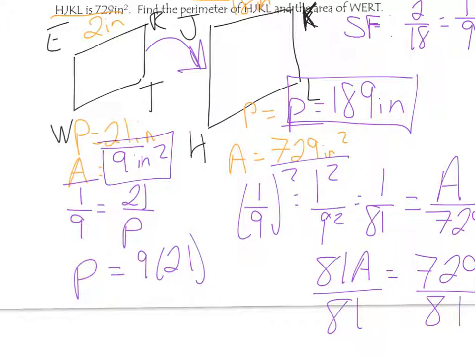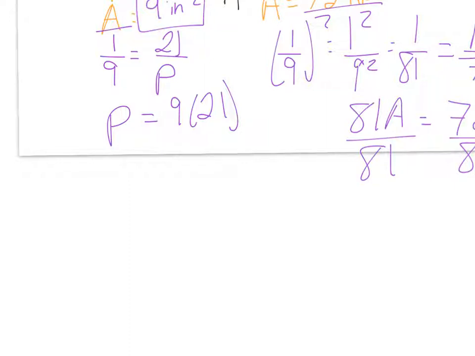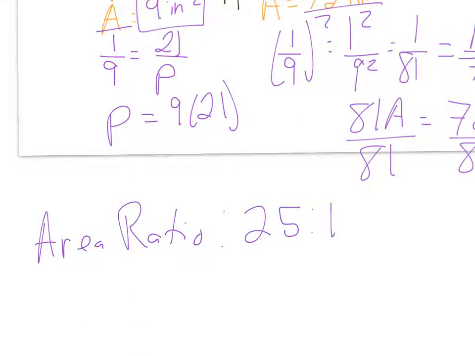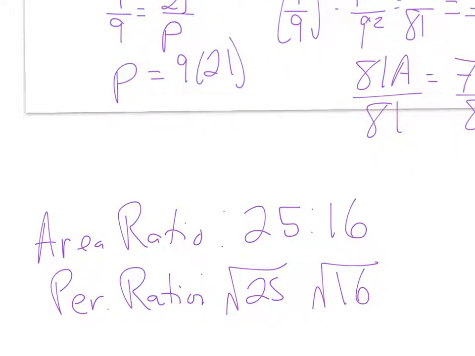squared of that. So the one thing I want to point out to you is if they give you the area ratio, so if I tell you that the area ratio is 25 to 16, and I want to know what the perimeter ratio is, you're going to have to undo the square. So just keep in mind that's the square root of 25 and the square root of 16. So my actual ratio here would just be 5 to 4.